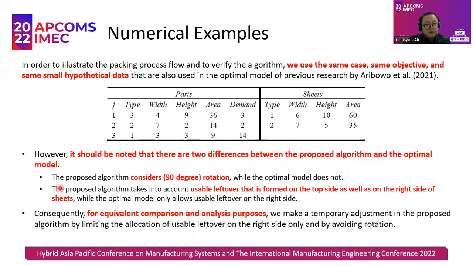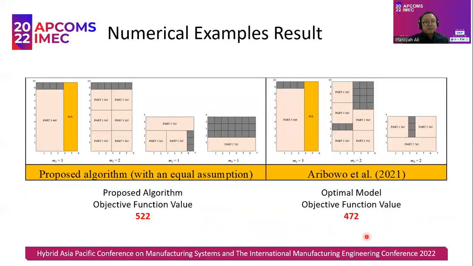However, it should be noted that there are two differences between the proposed algorithm and the optimal model. First, the proposed algorithm considers 90-degree rotation, while the optimal model does not. The proposed algorithm takes into account usable leftover that is formed on the top side as well as on the right side of the sheets, while the optimal model only allows usable leftover on the right side. Consequently, for equivalent comparison analysis purposes, we make a temporary adjustment in the proposed algorithm by limiting the allocation of usable leftover on the right side only and by avoiding rotation.